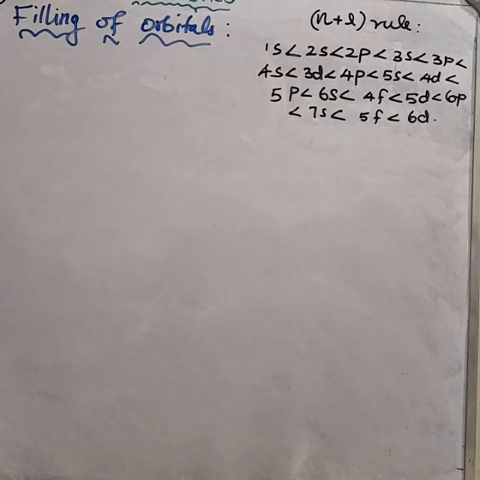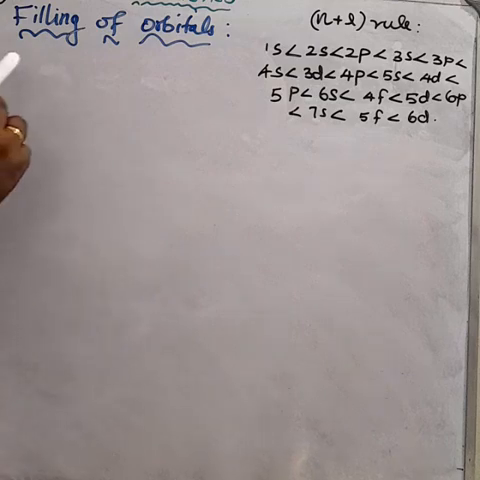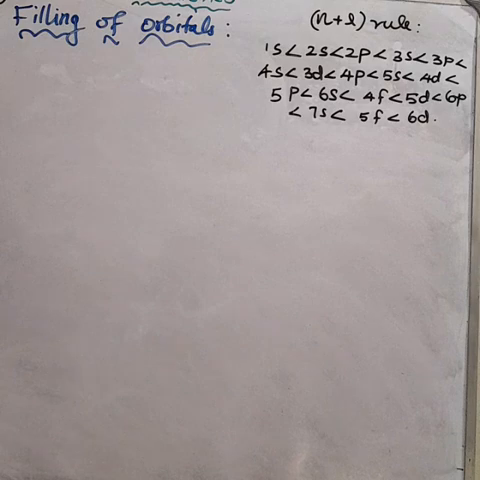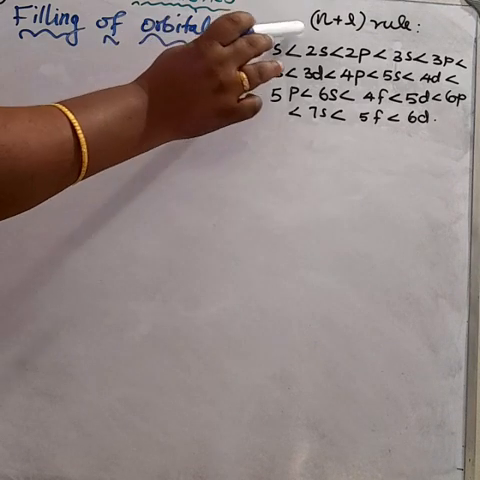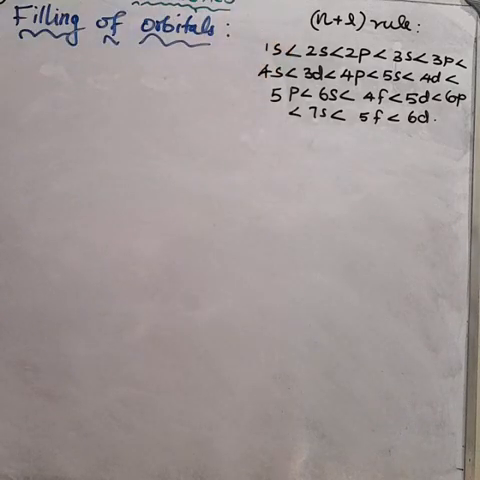Today we are going to study how electrons are filled in the atomic orbitals, that is, the filling of orbitals. In the previous section, I told you about the energies of atomic orbitals, how the n plus l value is designed, and which orbitals have lower energy and which have higher energy. That is what we discussed in the last class.